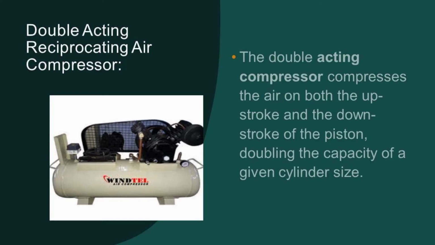Next is the double-acting reciprocating air compressor. In a double-acting reciprocating air compressor, it compresses the air in both the upstroke and the downstroke of the piston, doubling the capacity of a given cylinder size. If you want to achieve high pressure, it is better to use the two-stage or double-acting compressor. Here's the video of how the double-acting reciprocating compressor works.